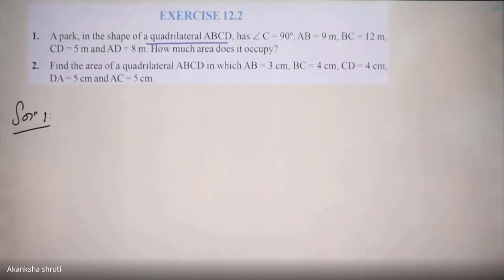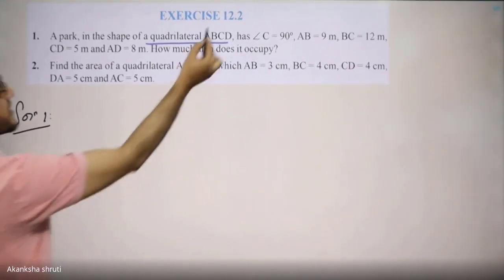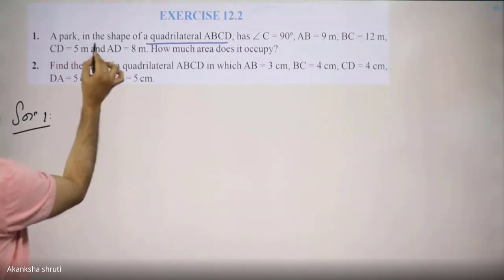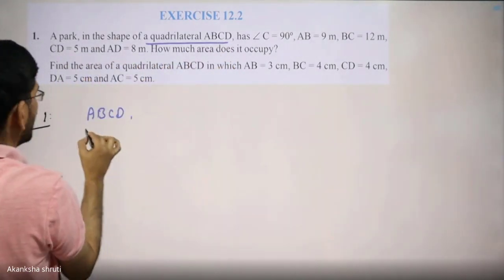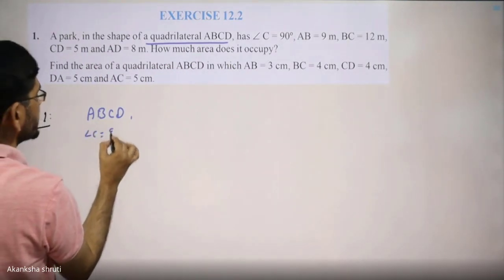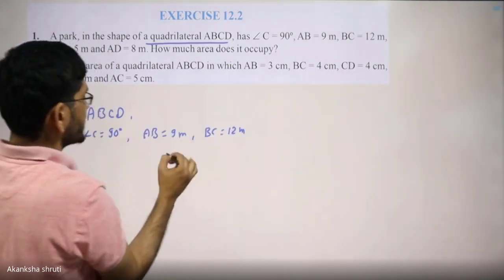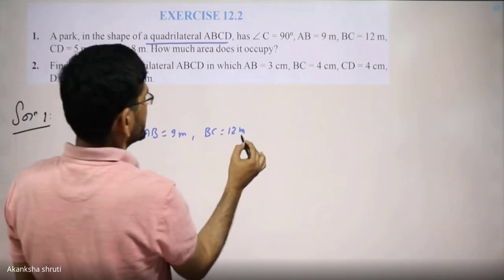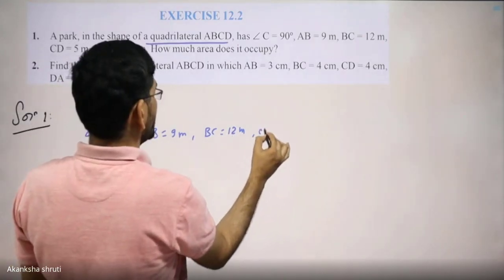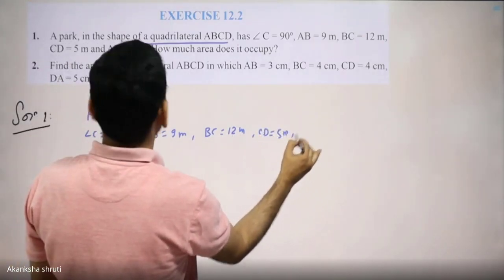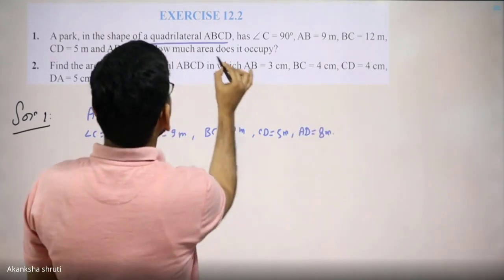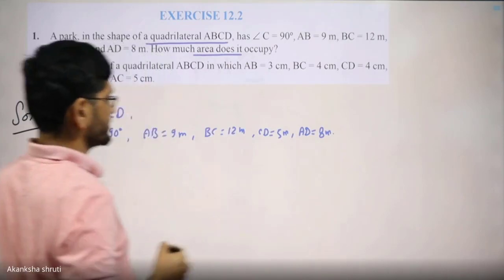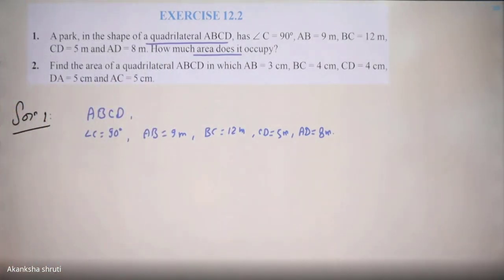Let us consider question number 1 of our exercise 12.2. A park is in the shape of quadrilateral ABCD with angle C equal to 90 degrees. AB is 9 meters, BC is 12 meters, CD is 5 meters, and AD is 8 meters. How much area does it occupy? So the area is what we need to find.